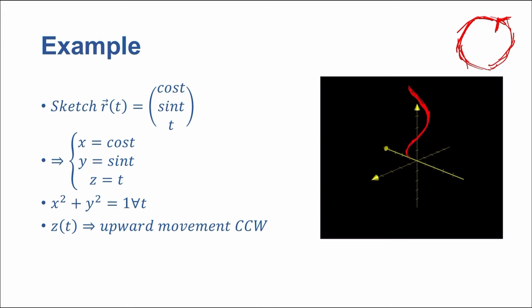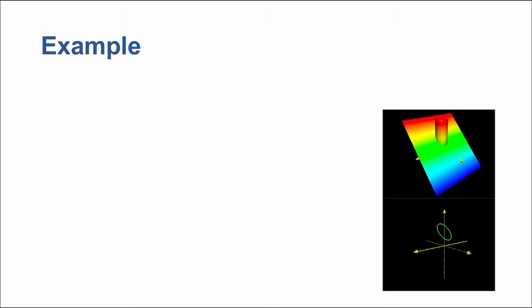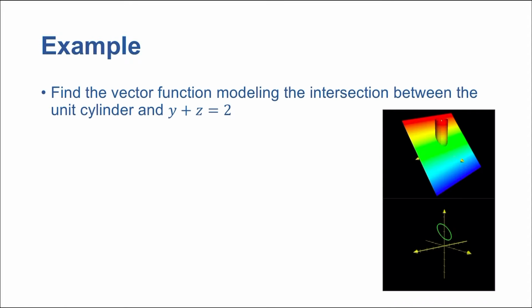All right, anyways, why don't we just do another example? So this time, I would like us to find the vector function modeling the intersection between the unit cylinder, which, by the way, is x squared plus y squared equals 1, because that forms the cylinder up here, and the plane y plus z equals 2.